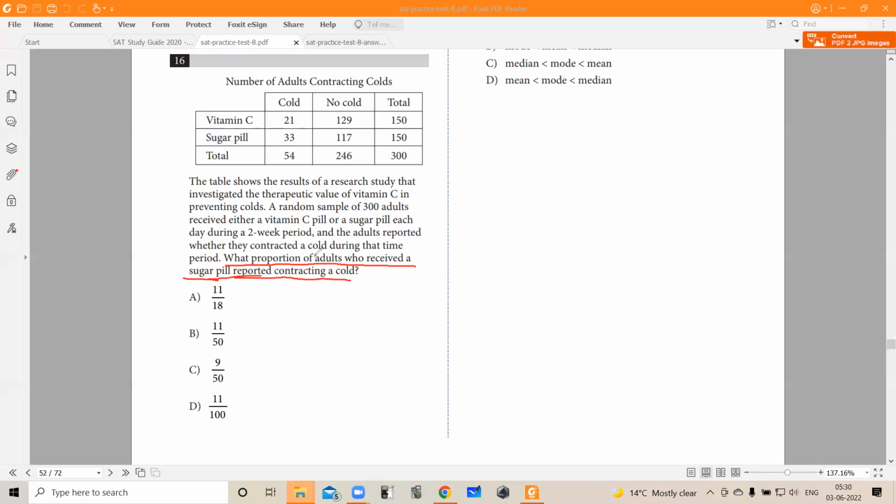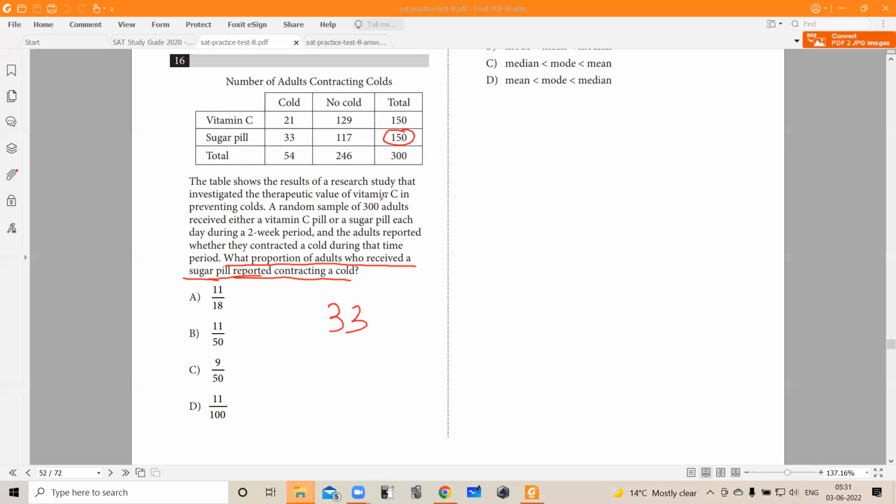Think about it. Well, 33, right? Because that is the number. But that's not an option. That's what I'm thinking. What was the problem here? The table shows the results of a research study that investigated the therapeutic value of vitamin C. No, because the total number who had the sugar pill was 150. Okay. And so 150 over 54. No, 54 over 150. No, those who got 33.